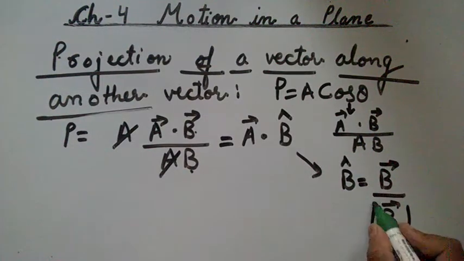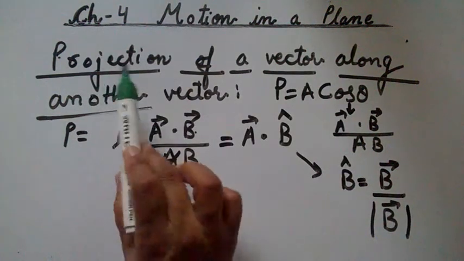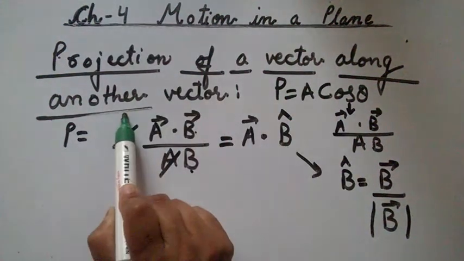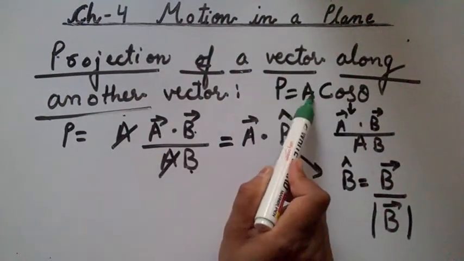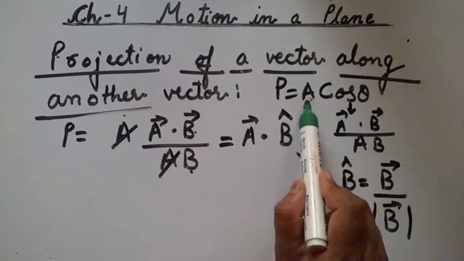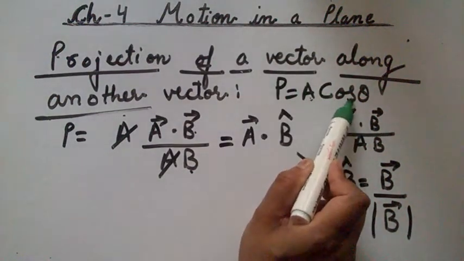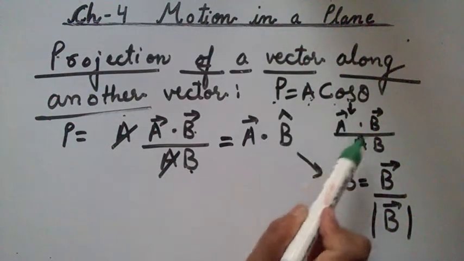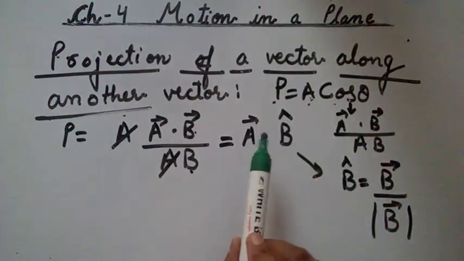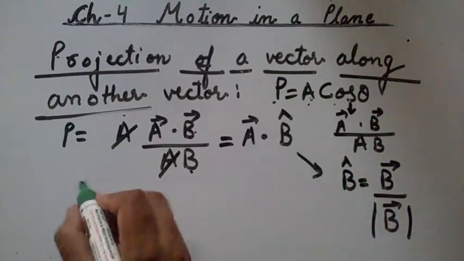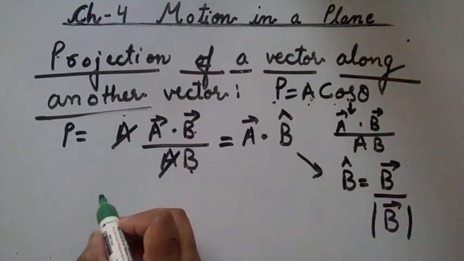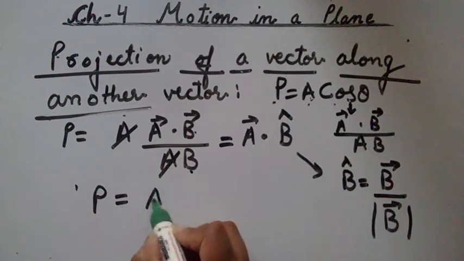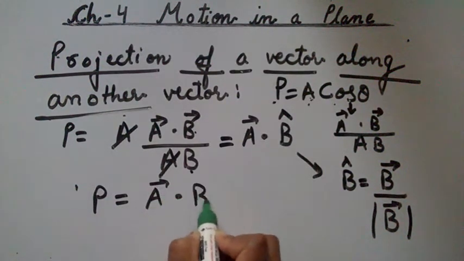So we have learned that when we want to find the projection of a vector along another vector, then we write the vector which we want to project, its dot with the other vector. This gives the projection. And cos theta from A vector dot B vector, we can find that P is equal to A vector dot B cap.